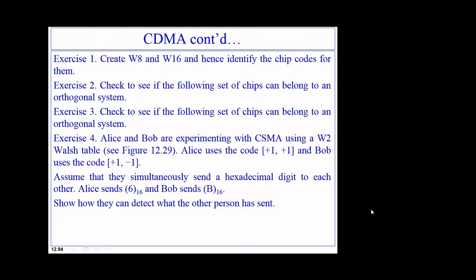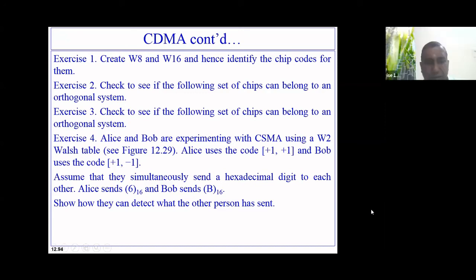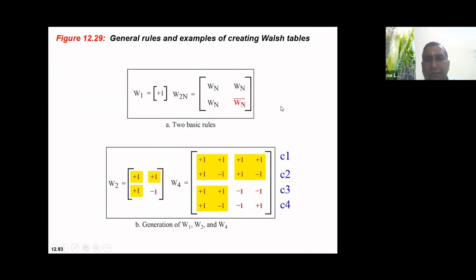Can you go to the previous slide just for a minute? Yeah, sure. So here W2 is nothing but W1, W1. Here n is equal to 1. So W4 can be written as 2 into 2, so you have to take in the formula W2. For W4, it is W2, W2, W2, and the reverse of W2. So you have to now design W8 and you have to design W16.